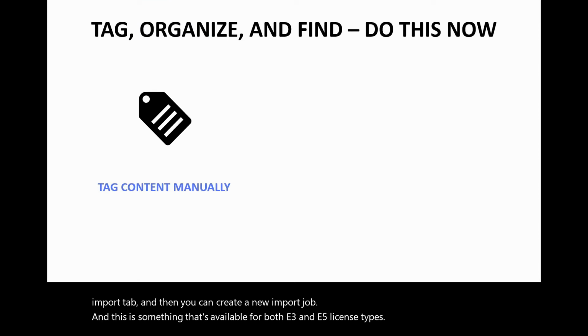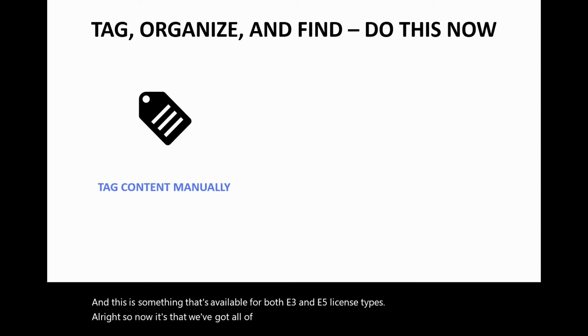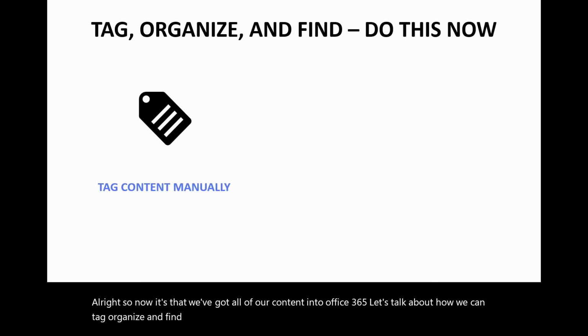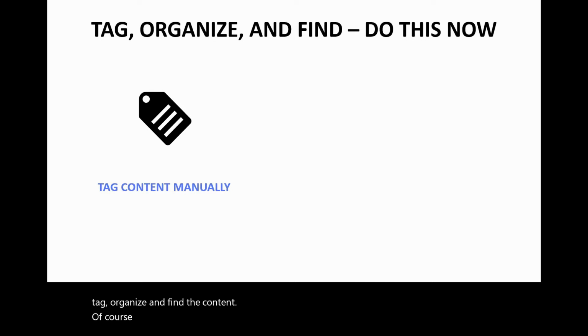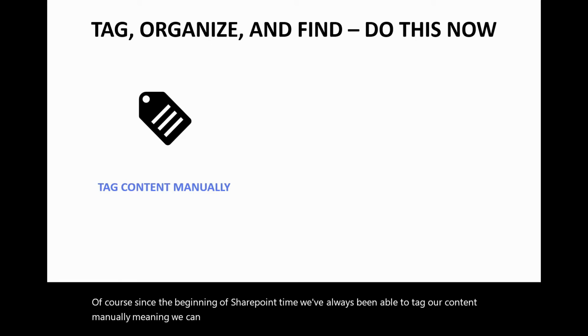All right, so now that we've got all of our content into Office 365, let's talk about how we can tag, organize, and find the content. Of course, since the beginning of SharePoint time, we've always been able to tag our content manually, meaning we can add metadata to a document library or list and complete those fields.